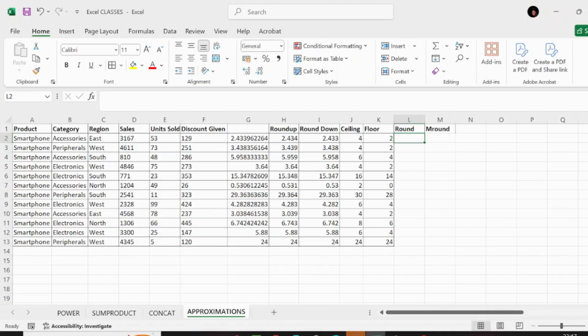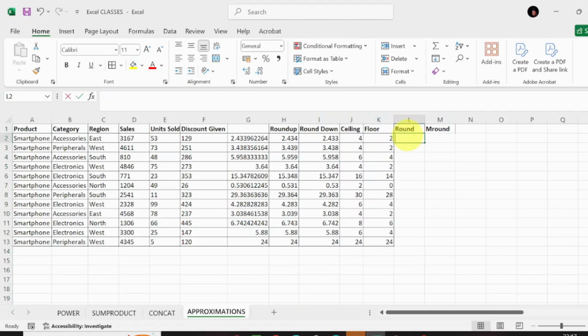Before I move further, please don't forget to reach out to our platform to watch the round up and round down functions, the ceiling and the floor functions, while we also move to the ROUND function.